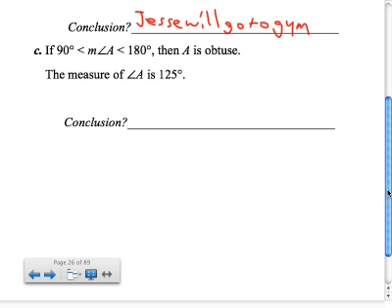If the measure of angle A is between 90 and 180, then A is obtuse. The measure of angle A is 125. What do you know? Angle A is obtuse. Again, this isn't groundbreaking stuff. This is just thinking logically. If I know this is true and this follows, then this is the conclusion that I can draw.